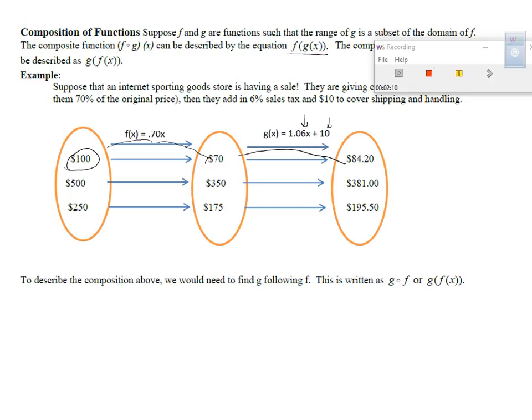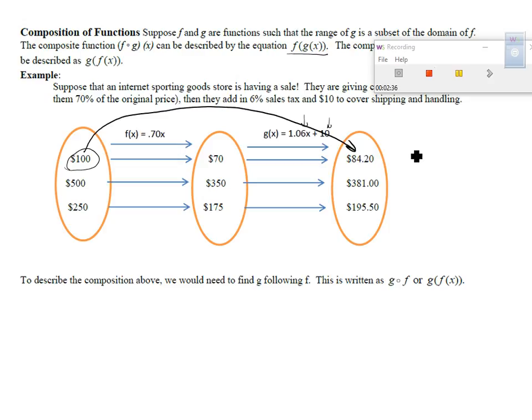Don't get caught up in where I got the 1.06 and the 10 from and everything. Get caught up in this moment right here. What a composition does is create one equation that takes you from this number to this number, bypassing the middleman. That's what a composition does. It combines two functions into a third function that takes you from the first to the third.